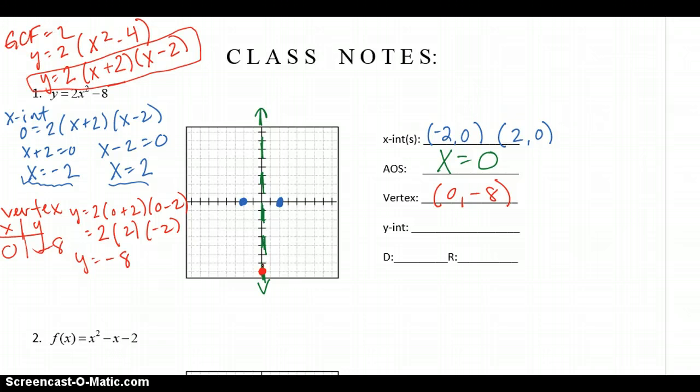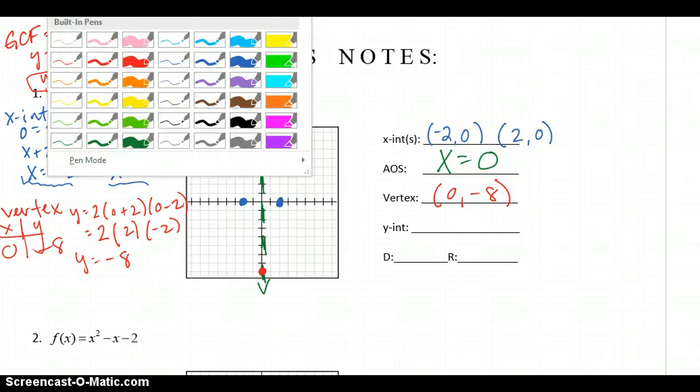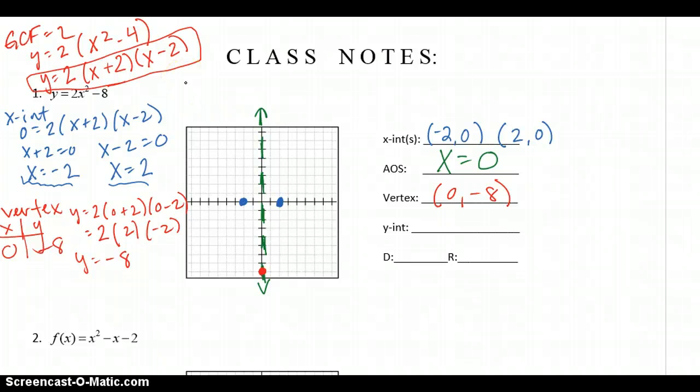Well, notice, where is 0, negative 8 happening? It's on the axis of symmetry, but what else is true about the axis of symmetry in this case? It's also the y-intercept in this case. Won't always be, but in this case, we automatically know our y-intercept has to be 0, negative 8, because that's where it's crossing the y-axis.